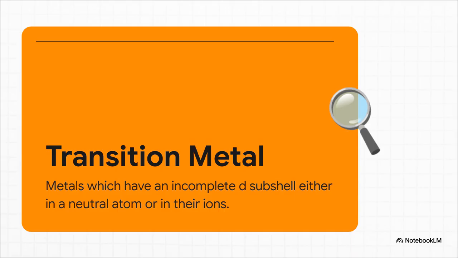And here's the answer. The official definition comes from IUPAC, the folks who make the rules in chemistry. And it's surprisingly simple. A transition metal is any metal that has an incomplete d subshell. That's it. A d subshell that isn't totally full of electrons. That one little detail is the source code for all their amazing properties.